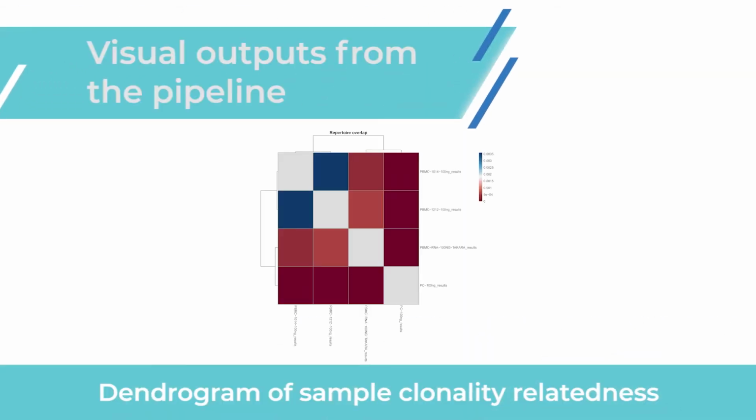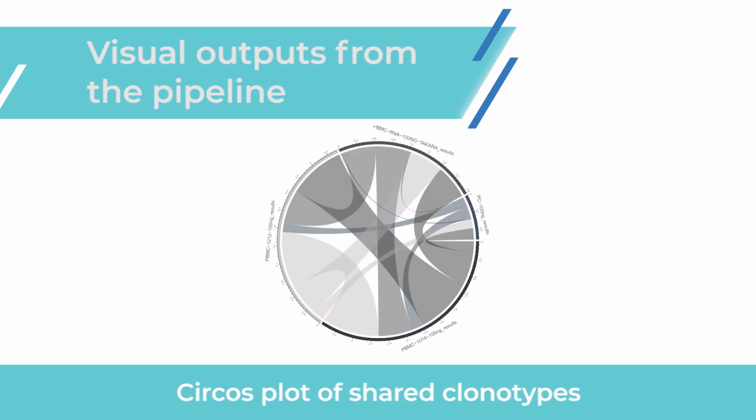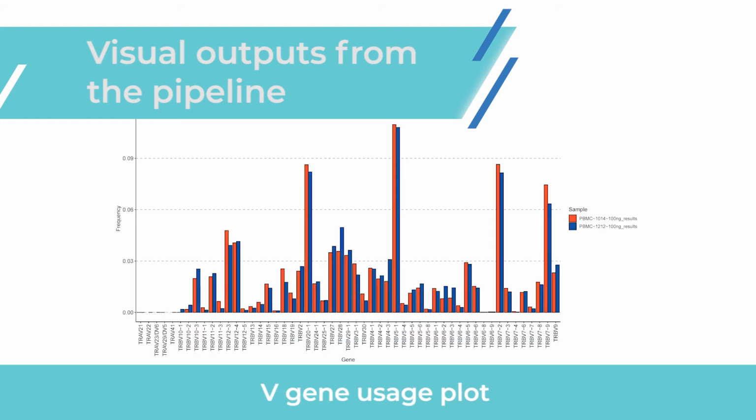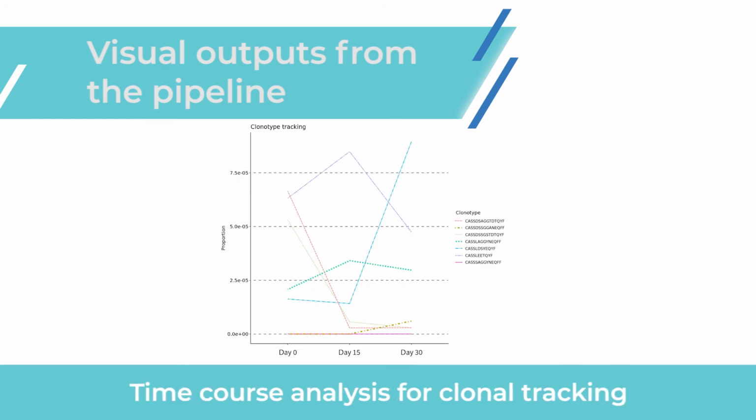A dendrogram of sample clonality relatedness, a k-means clustering TSNE plot, a Circos plot of shared clonotypes, a V-gene usage plot, a diversity estimation plot, and a time course analysis plot for clonal tracking.